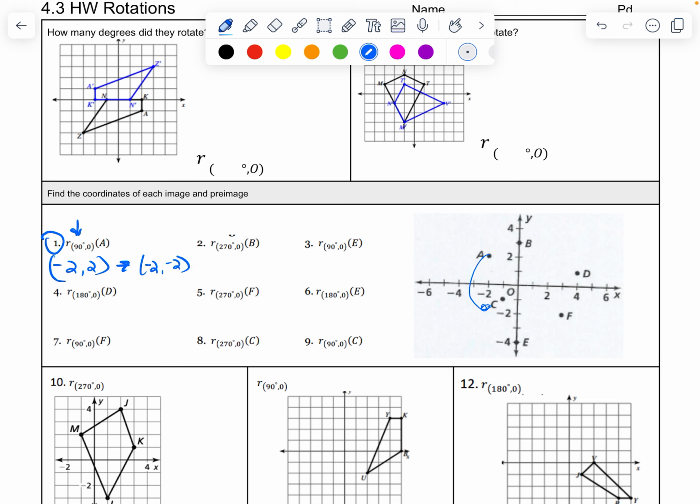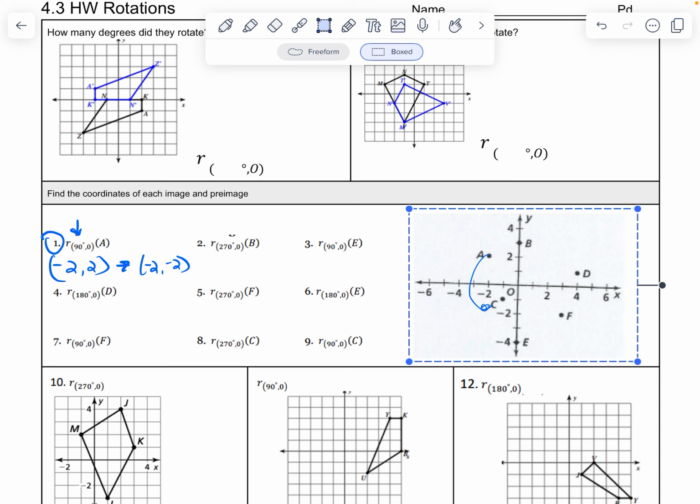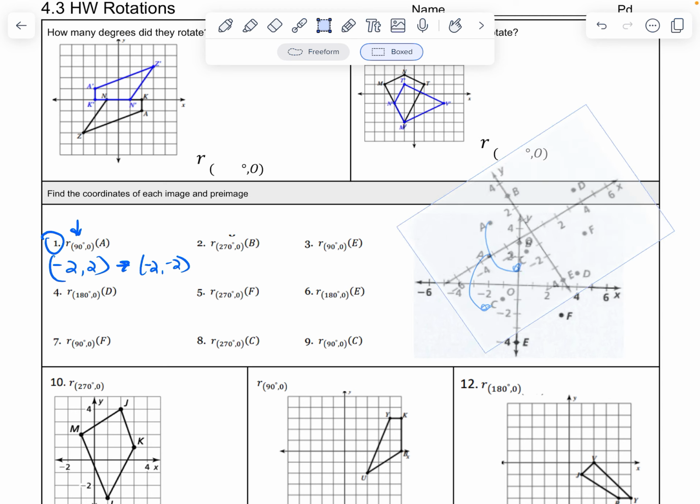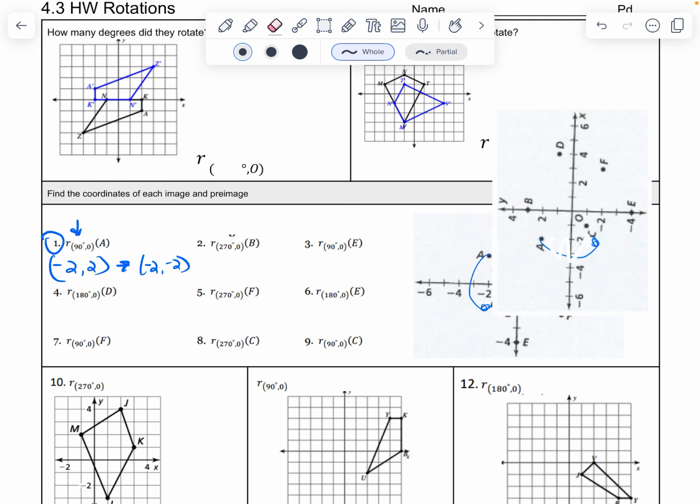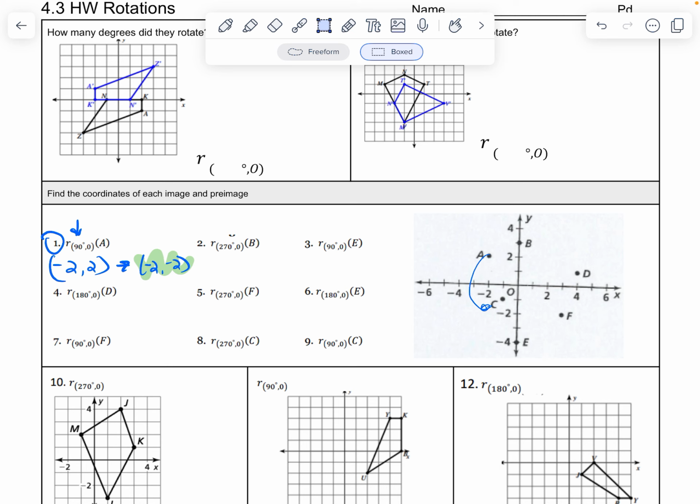You are free to rotate your paper every single time. I have to copy it to do it, you know what I mean? But like, boom, my new A is right here at negative 2, negative 2. So if you rotate your paper every single time, there is absolutely nothing wrong with that. I think it helps a lot. I really do. All right.